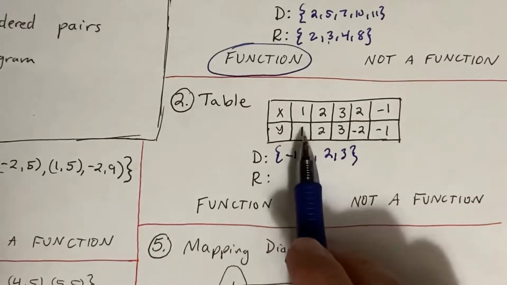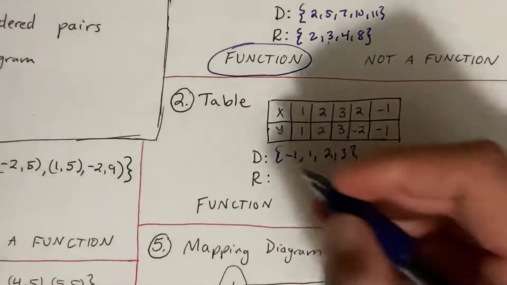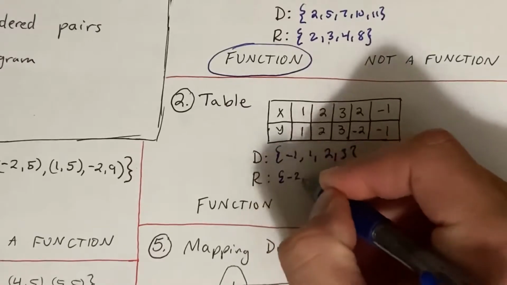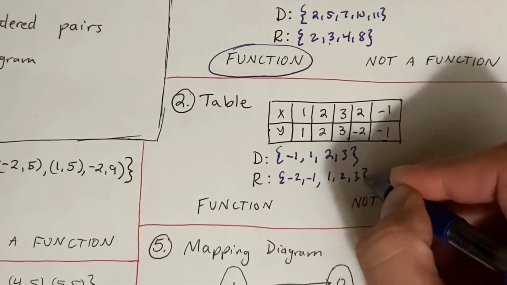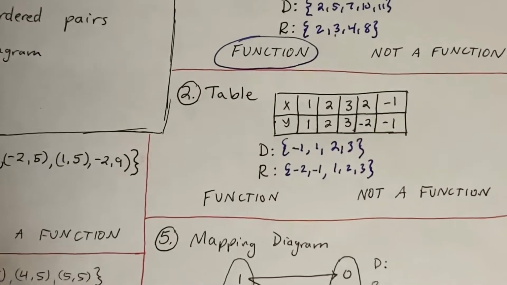Now look at my range: 1, 2, 3, -2, -1. So now I'm going to start with -2, -1, and then 1, 2, 3. Okay, that's my range. Now let's see if it's a function.